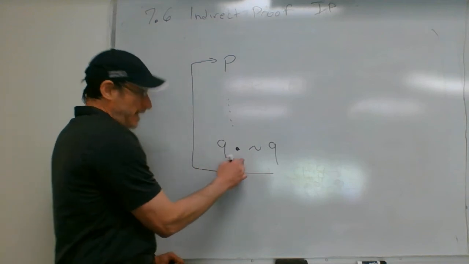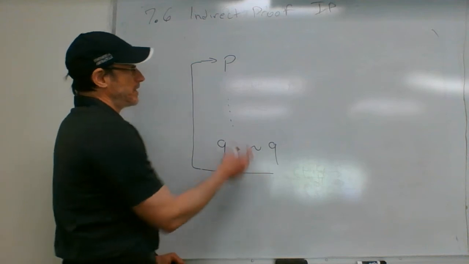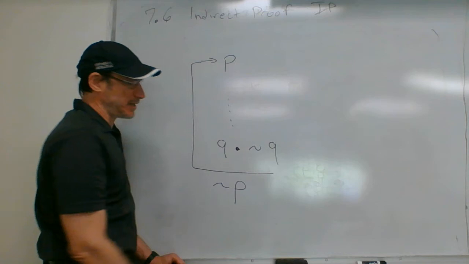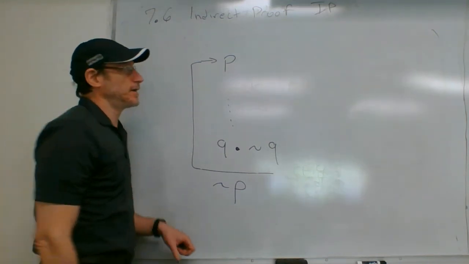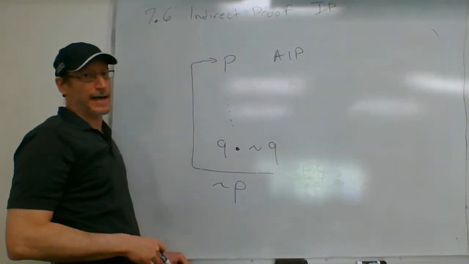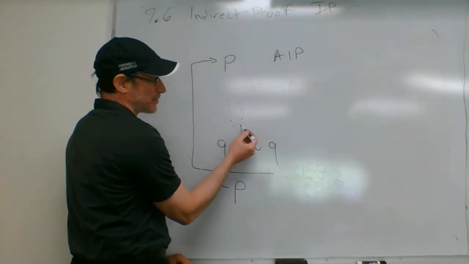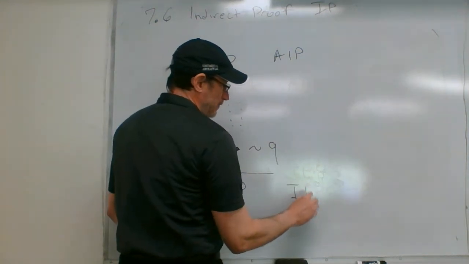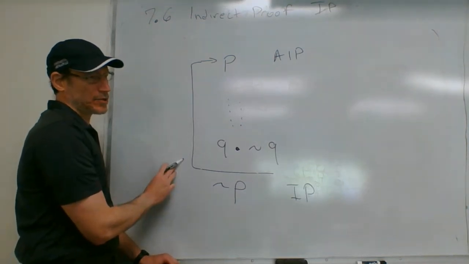I'm saying Q and not Q at the same time. That cannot possibly be. That's an absurdity. But if P leads to an absurdity, that means that I know that not P has got to be the case. Okay, so this is going to be the structure of an indirect proof. This is going to be an assumption for indirect proof. So we say AIP. However I get to Q and not Q is going to involve some other steps. And then I'm going to say indirect proof on whatever step P is, all the way down to getting to Q and not Q.